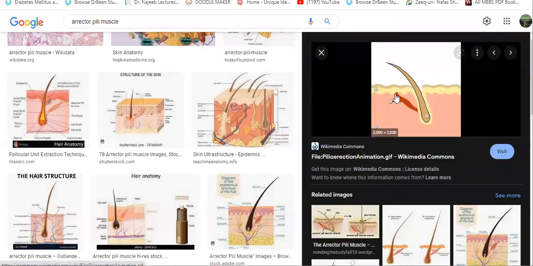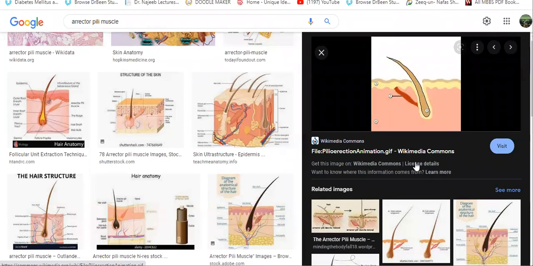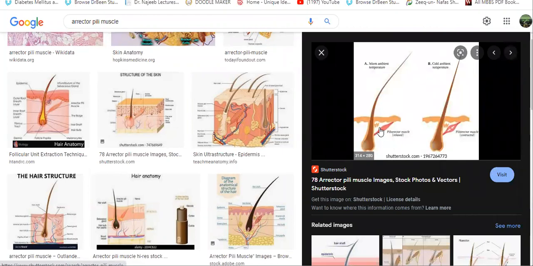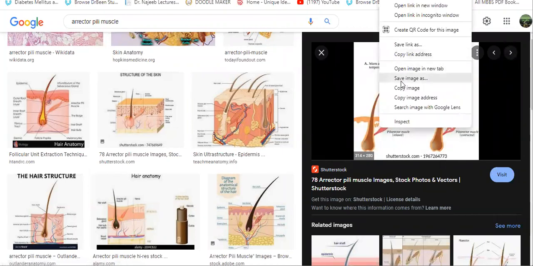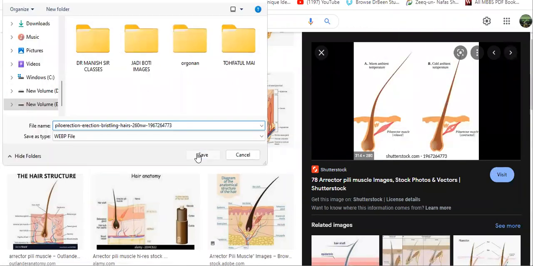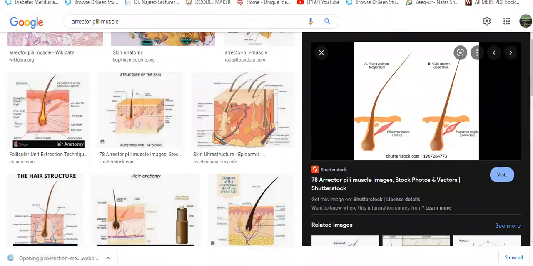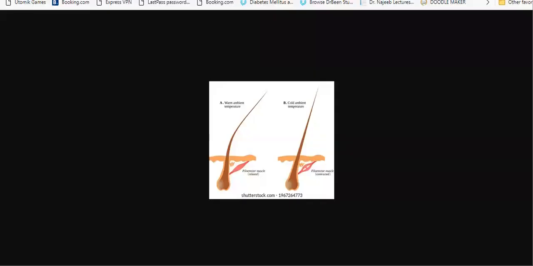Like that, this is the erector pili muscle which is attached to the hair. Here is a clear picture. This is the erector pili muscle which is connected to the hair follicles.